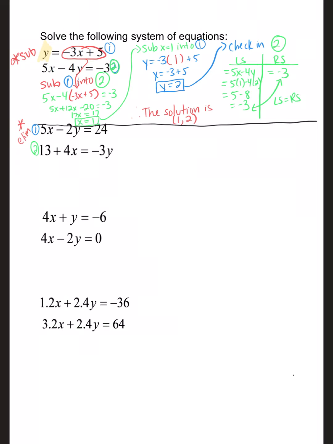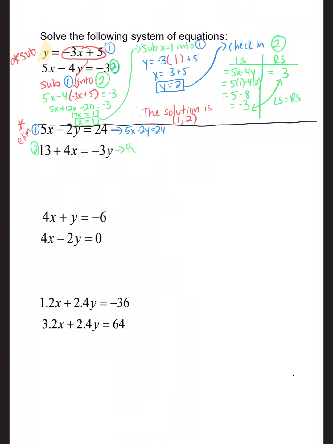Okay, so for this one, we'll use elimination. To get started, we're just going to write everything over top the way it's supposed to be. So for equation 1, we already have our x's and our y's where they belong, but for equation 2, we're going to have to do some rearranging.